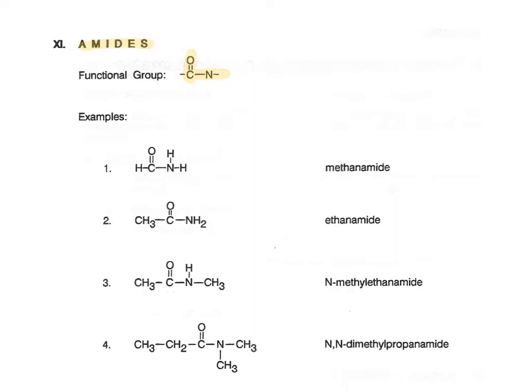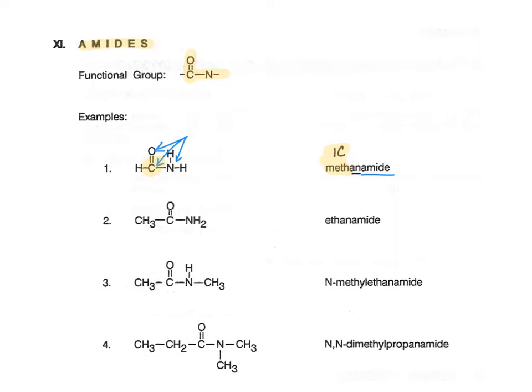Because this is an amide, the end of the name will be amide, as you see here. In front of that, we're going to put AN to stand for all single bonds. And then in front of that, we want to say how many carbons are in the carbon chain, the main chain being the one that has the carbon double bond O. So that one has one carbon in this case, and we have methanamide.